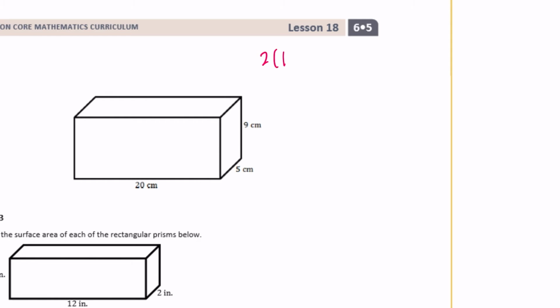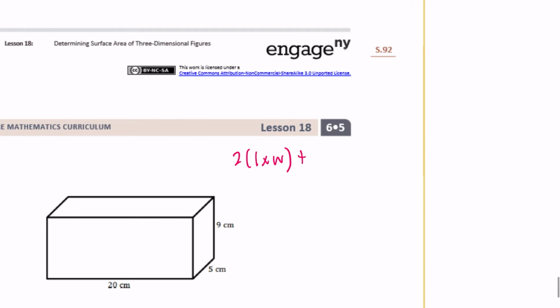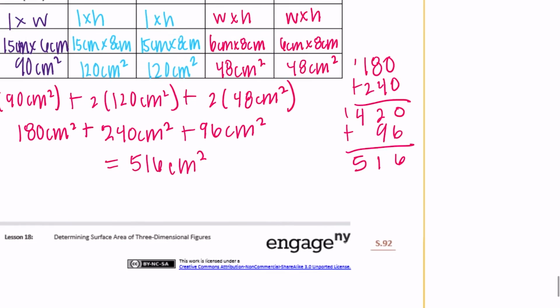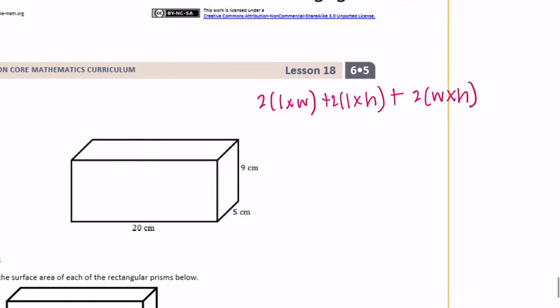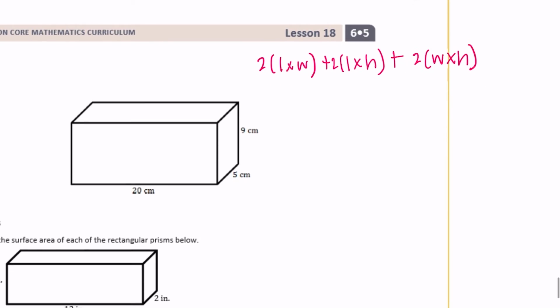So the point of that was to discover the formula of a rectangular prism. We have two groups of length times width, plus two groups of length times height, plus two groups of width times height. That's what we came up with here. And that will give us the surface area of this rectangular prism.